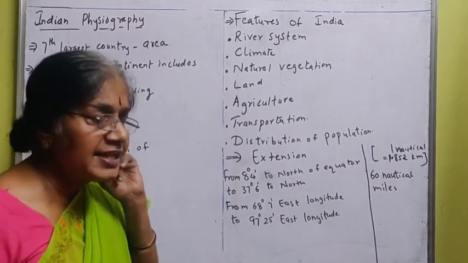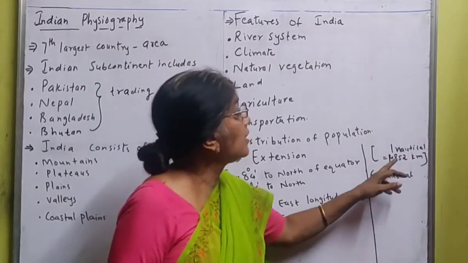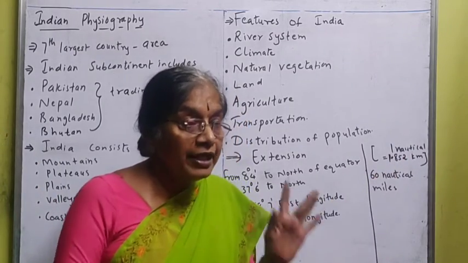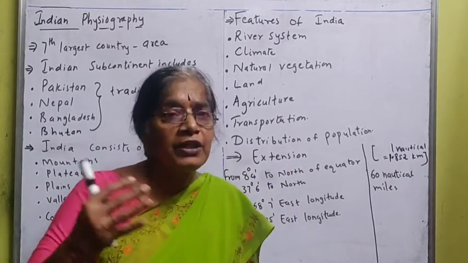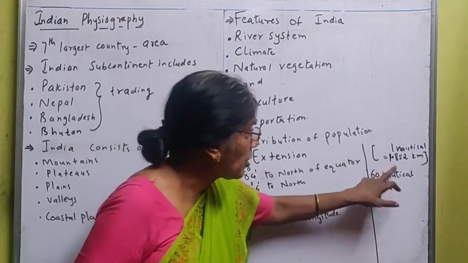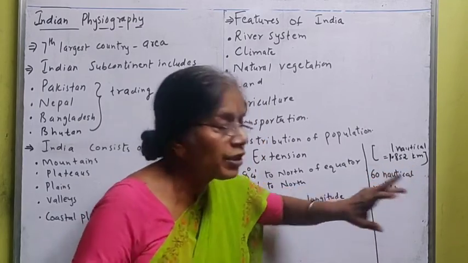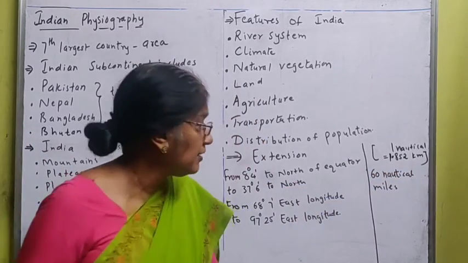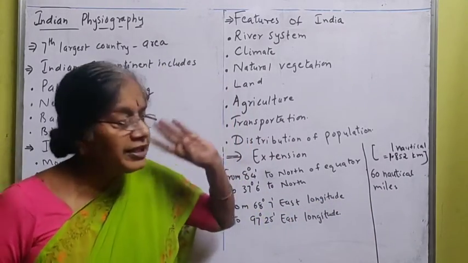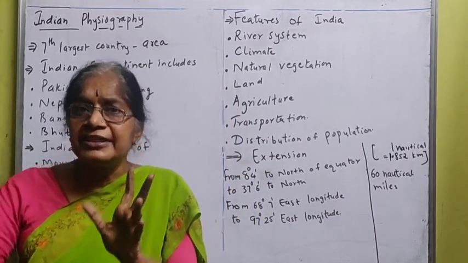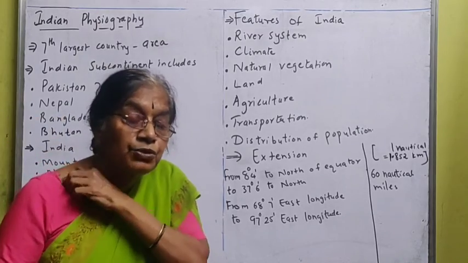In earlier days, it was measured in nautical miles, according to the distance of the land from the sea. This was very helpful for the sailors. That is, 1 nautical mile is equal to 1.852 kilometers away from the sea. And that is what 60 nautical miles means, 60 into 1.852 kilometers away from the sea. That is how the sailors used to calculate.